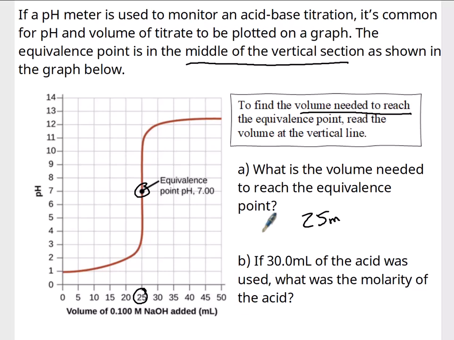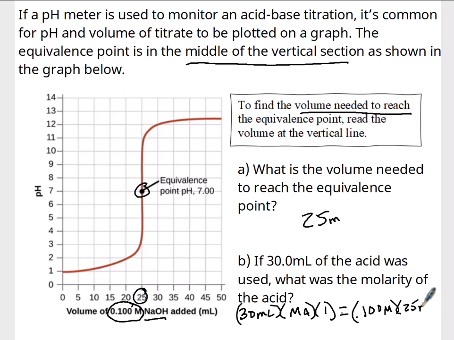So my IA is a 1, and I can tell from this it's NaOH, so my IB is a 1. I've got 30 mL of my acid, and I'm trying to find the molarity of my acid, and I know I only have one H. For my base, if I look right here, it says that it was 0.1 molarity, and the volume was 25 mL. I want to use the volume to reach the equivalence. Again, I had 1 hydroxide. So solving that out, you get 0.083 molarity.